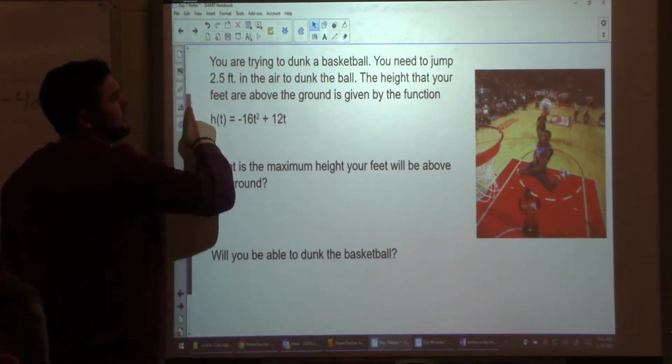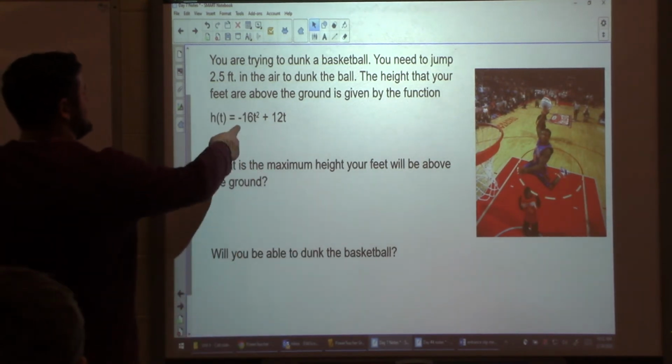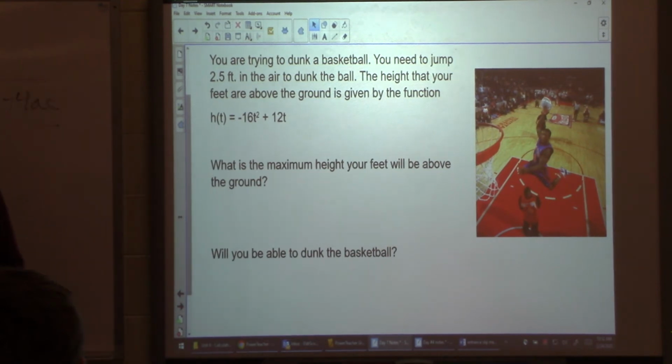Iman's trying to dunk a basketball. He needs to jump 2.5 feet up in the air to do so. The height that his feet are above the ground is given by the function negative 16t squared plus 12t. Okay? Guys, quiet.